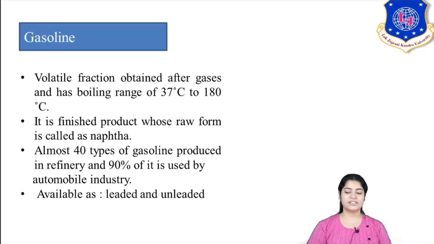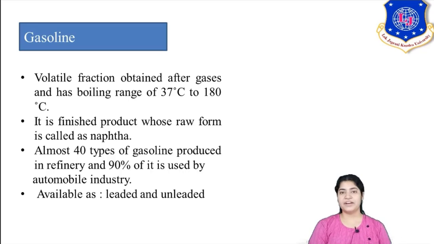As we discussed earlier, from the distillation column you initially get different fractions. So this is the naphtha. Naphtha is a fraction which, after some treatment and modification, is converted into gasoline. Gasoline, you can say, is a brand name, which is obtained from naphtha. The raw form of gasoline is called naphtha.